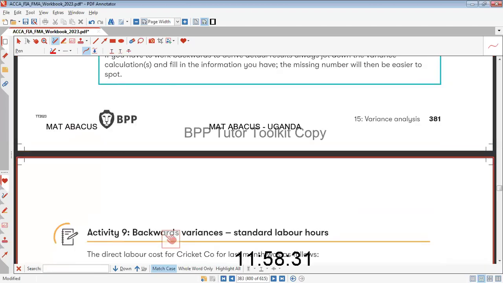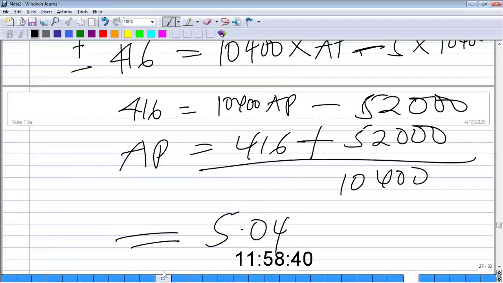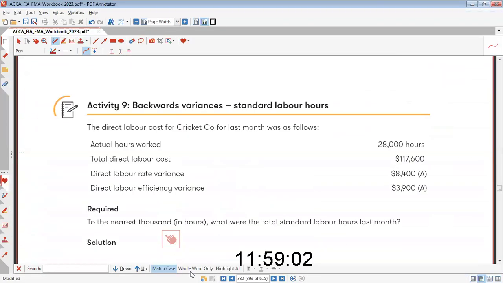Yes, when you divide that by 10,400 you will get 4.96. Why do others get 5.04? It's minus 10. The minus was in the previous step.